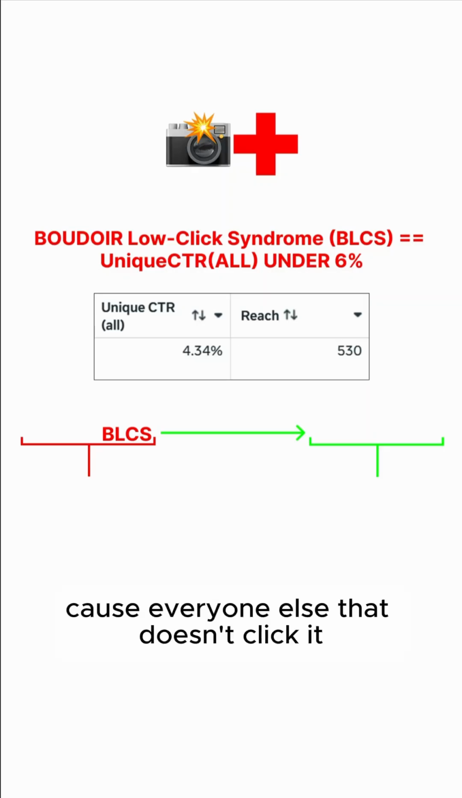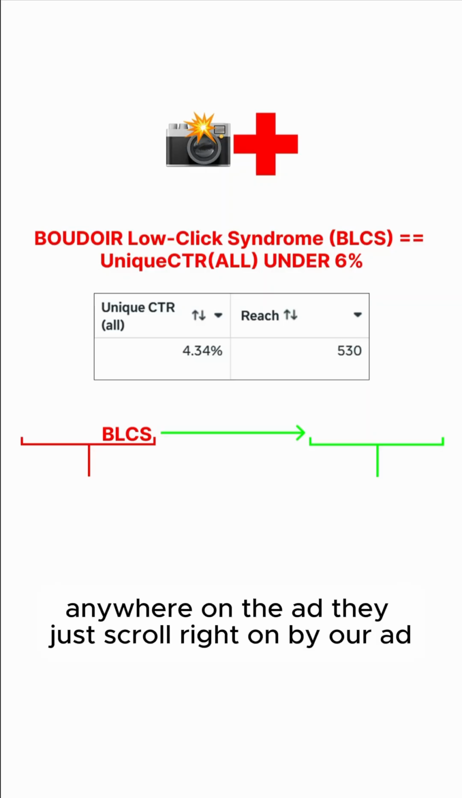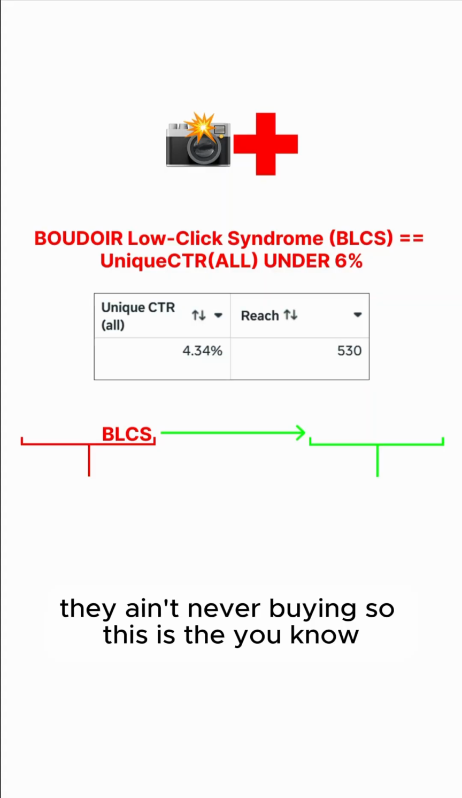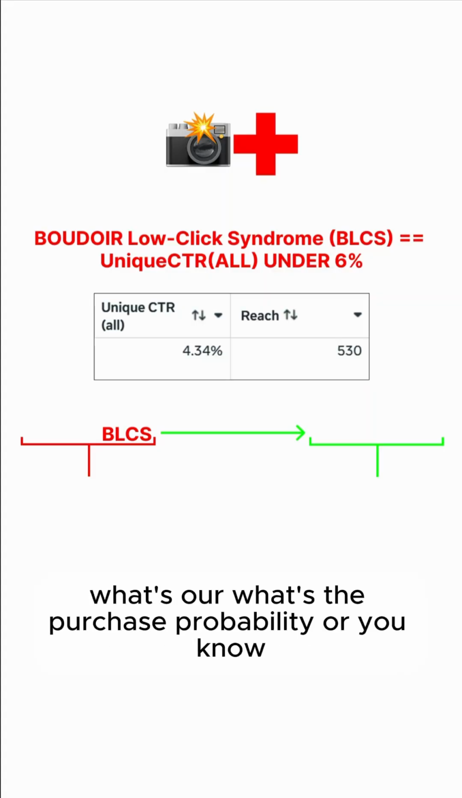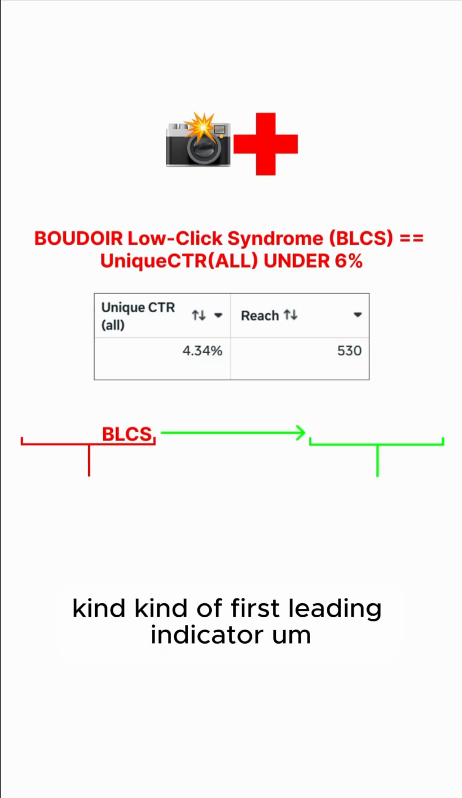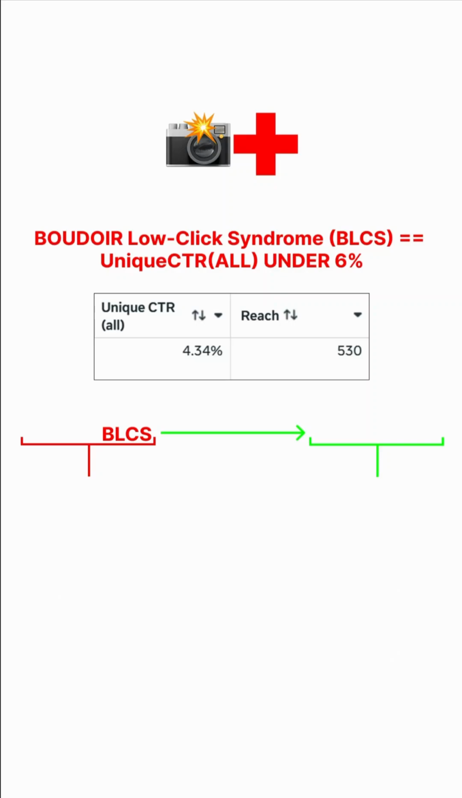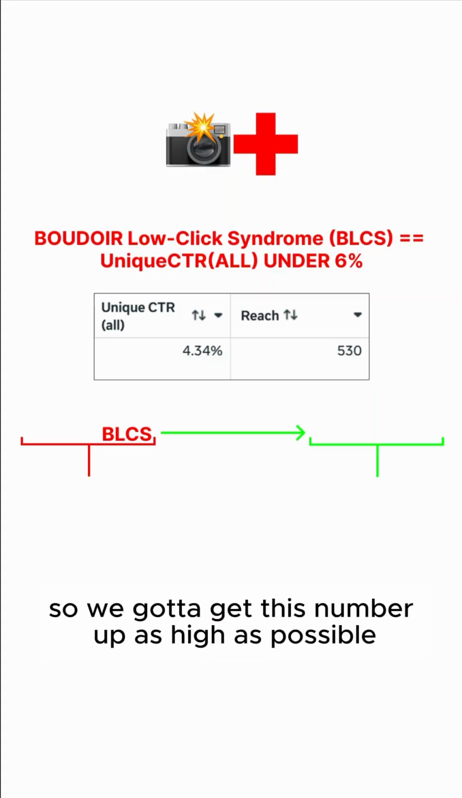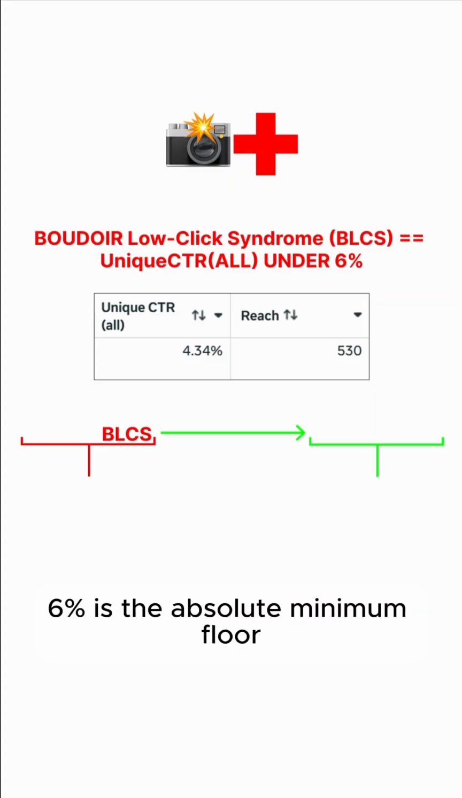Because everyone else that doesn't click anywhere on the ad, they just scroll right on by. Our ad did not enter their brain. They ain't never buying. So this is the purchase probability, kind of the first leading indicator of what we're hoping to achieve. So we got to get this number up as high as possible. 6% is the absolute minimum floor.